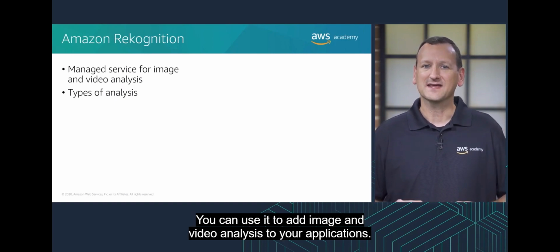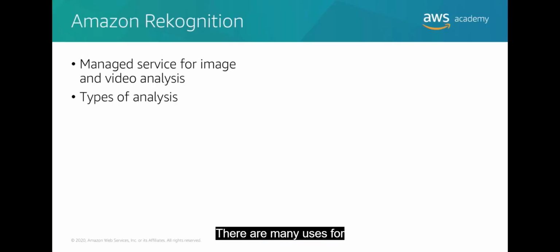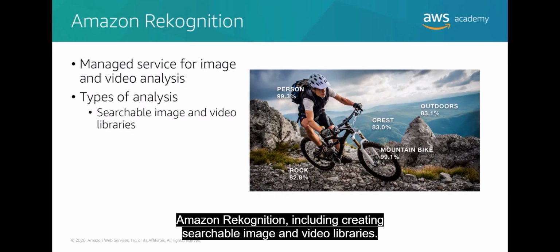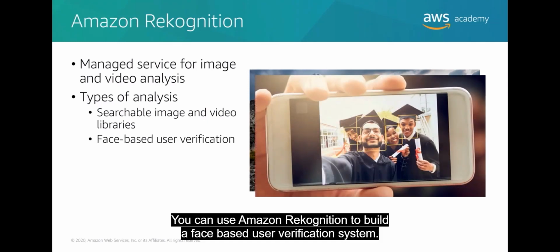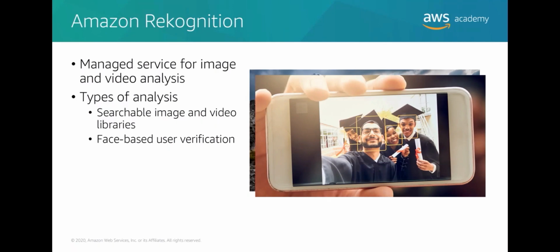You can use it to add image and video analysis to your applications. There are many uses for Amazon Rekognition, including creating searchable image and video libraries. Amazon Rekognition makes both images and stored videos searchable, so you can discover the objects and scenes that appear in them. You can use Amazon Rekognition to build a face-based user verification system, so your applications can confirm user identities by comparing their live image with a reference image.